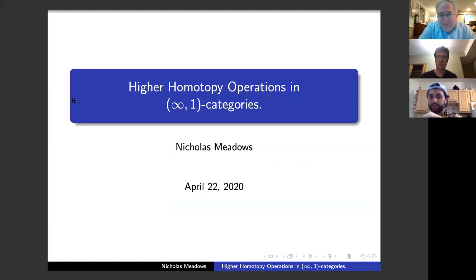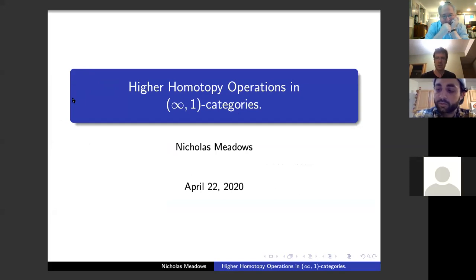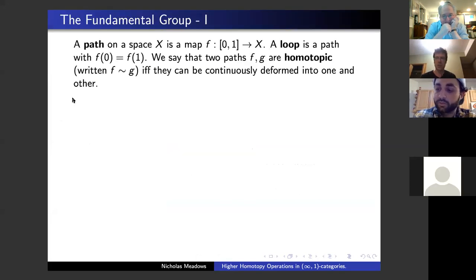Go right ahead. Okay, so to begin my talk, I would like to start by explaining some basic concepts from topology. So first of all, I'm going to explain the fundamental group. A path on a space X is a continuous map from the unit interval to that space X. A loop is a path with f(0) equal to f(1). And we say that two paths are homotopic if and only if they can be continuously deformed into one another.